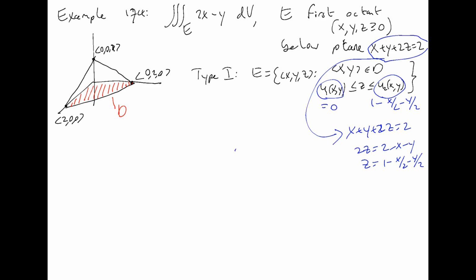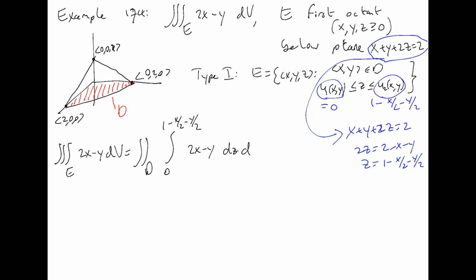So now what we could use is the theorem that I previously explained. I did not give it a number, so we can say that the triple integral over this region E of my function 2x minus y dV is equal to the double integral over D, and then we have the integral from u1, which is equal to 0, to u2, which is 1 minus x over 2 minus y over 2, and then we get 2x minus y dz dA.